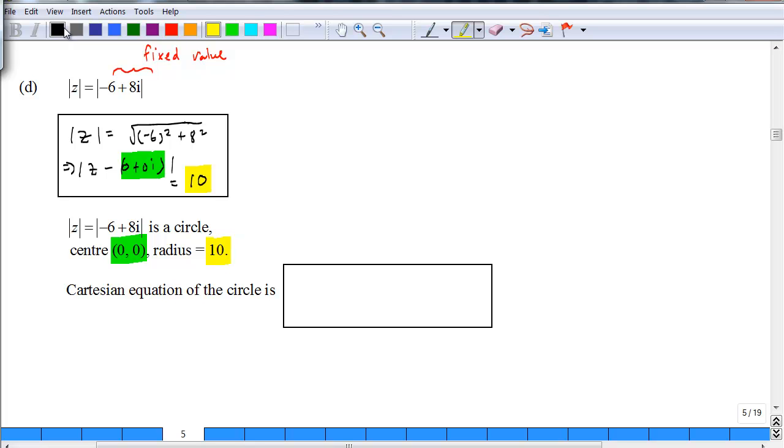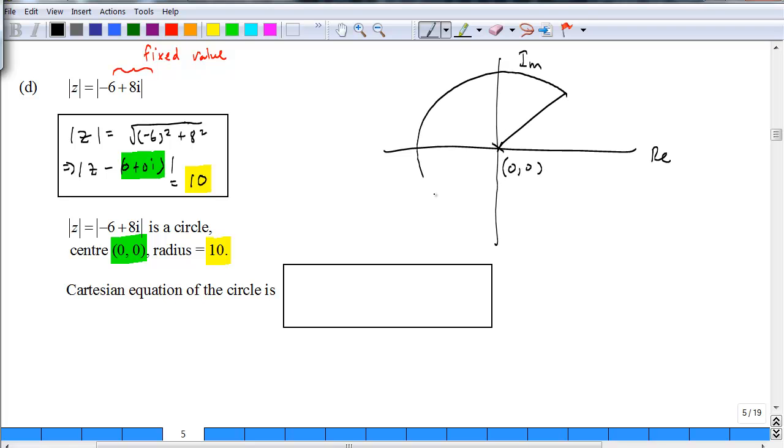This is very simple to draw. We have the imaginary axis, the real axis, center is the origin, radius 10. So this is the locus of the complex number z represented by this equation. The equation of the circle in the Cartesian form can be obtained easily as x^2 + y^2 = 10^2, which is 100.